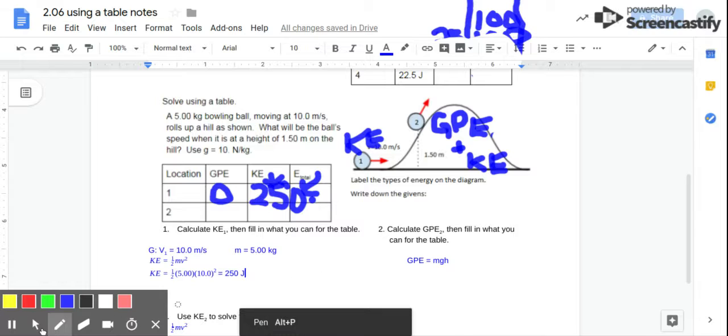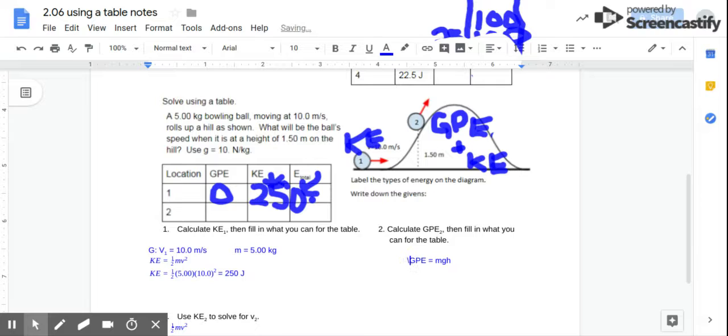All right, great, super. So we're going to move on to the next part where it says calculate GPE2. Okay, great. And then fill in what you can for the table. So I'm going to write down my givens again. We've got mass, which is 5.00 kilograms. I'm going to write height down, which is 1.50 meters. Actually, I'm going to go back here and put that 250 dot in there so we have 3 sig figs.